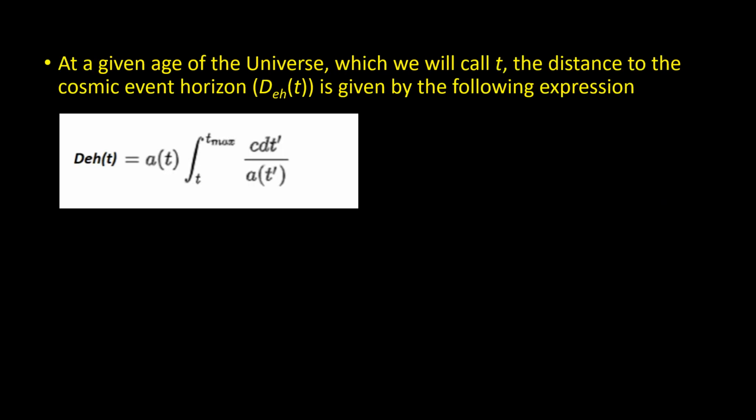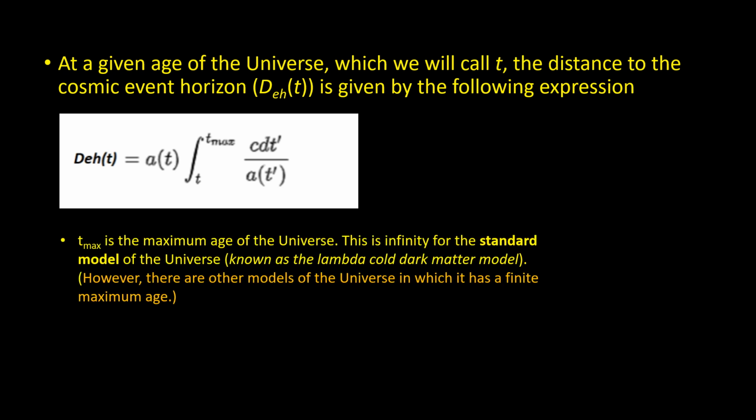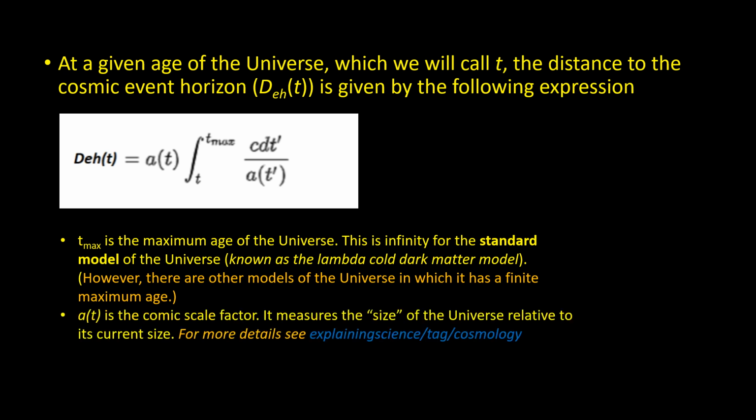Those of you who are less mathematically inclined can skip over this bit, but at a given age of the universe, which we call t, the distance to the event horizon is given by the following expression. In this, t max is the maximum age of the universe. This is infinity for the standard model of the universe. a of t is something called the cosmic scale factor, and it measures the size of the universe relative to its current size. If you want to find out more details about this, just have a look on my blog. And finally, c is the speed of light in a vacuum.